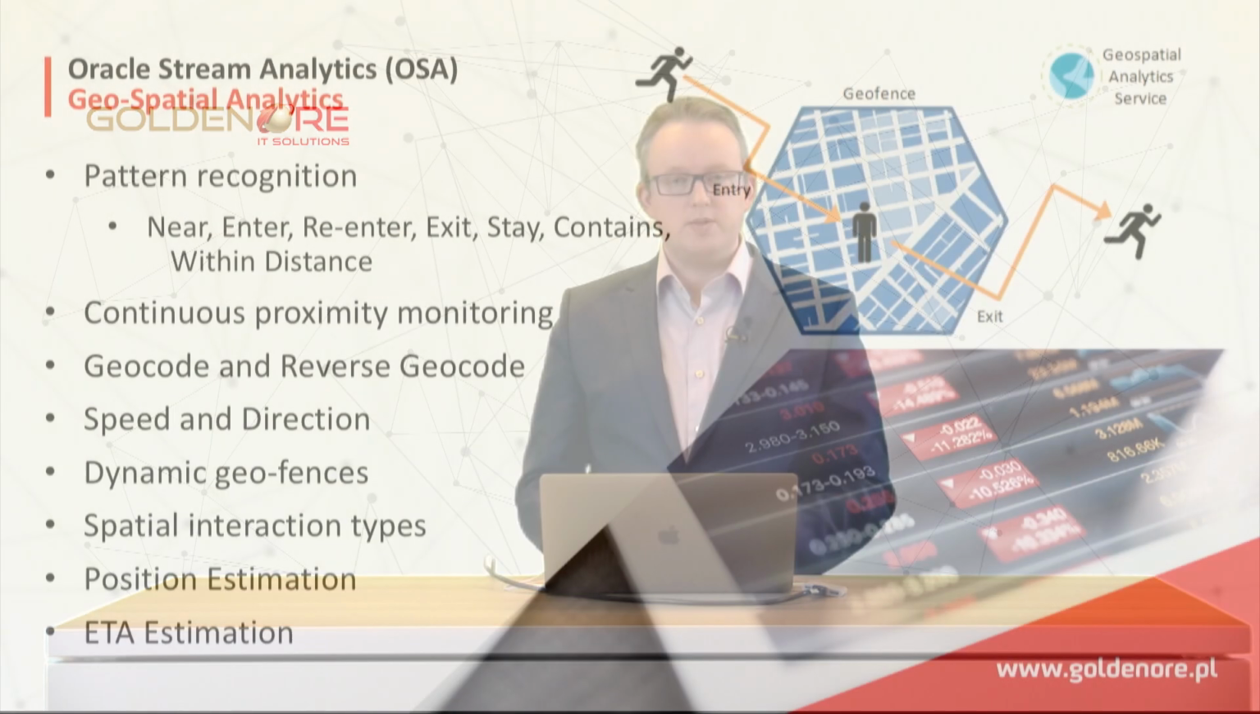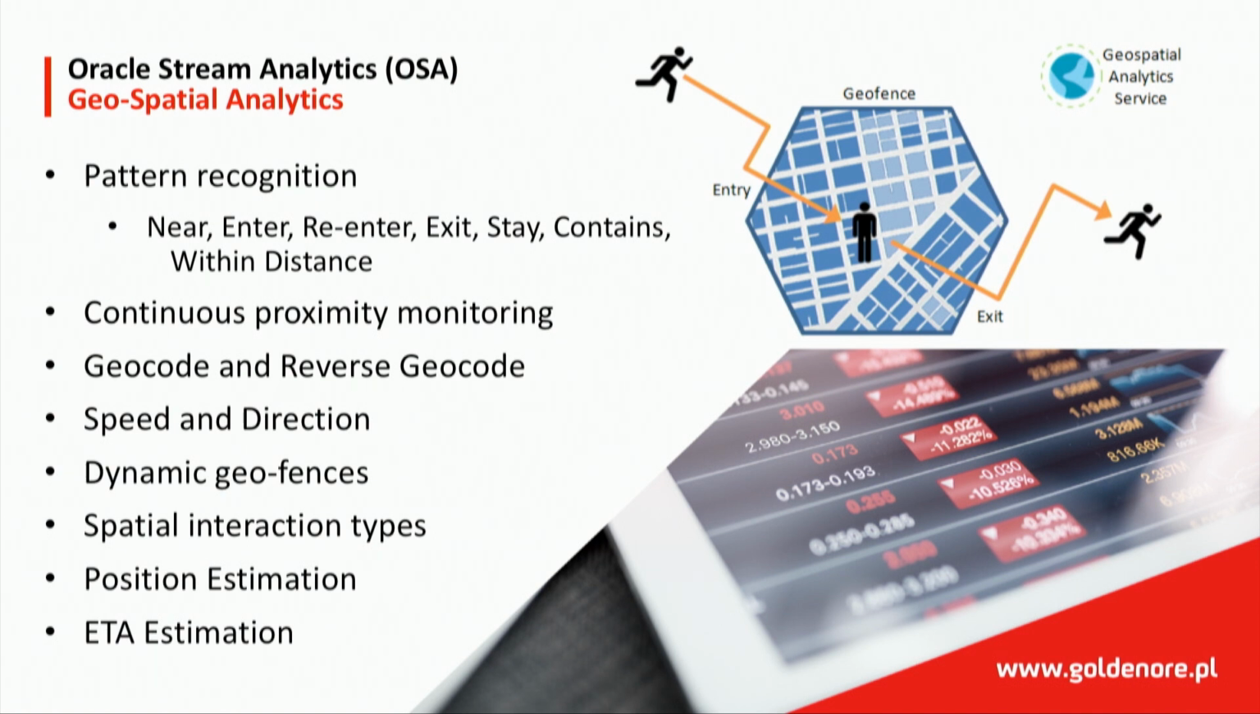Geospatial pattern detection can be used to analyze streams containing geolocation data and determine how events relate to predefined geofences in maps, making it an ideal tool to, for example, monitor buses in cities.